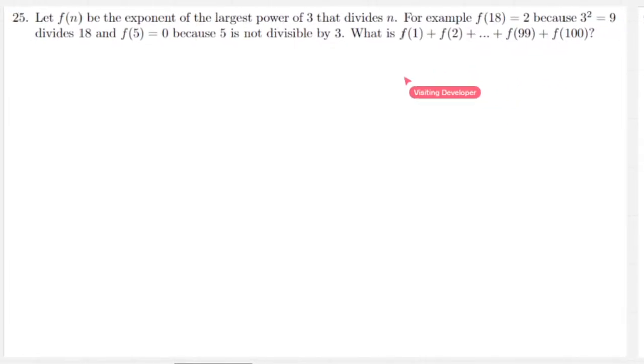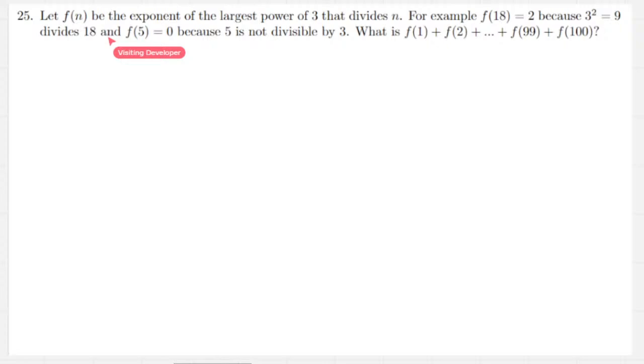Moving on to problem 25. So we have a function f of n, which given a positive integer n outputs the exponent of the largest power of 3 that divides n. And we want to find the value of f of 1 plus f of 2 plus all the way to f of 99 plus f of 100. So we can think of this as finding the powers of 3 that divide each of the numbers from 1 to 100.